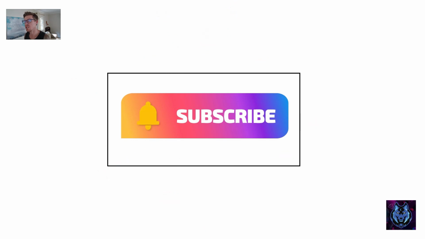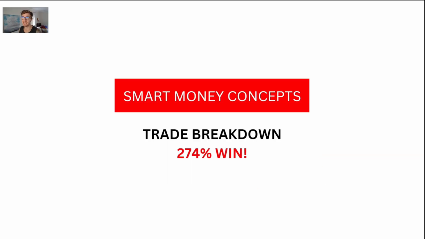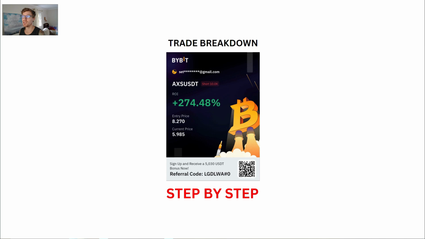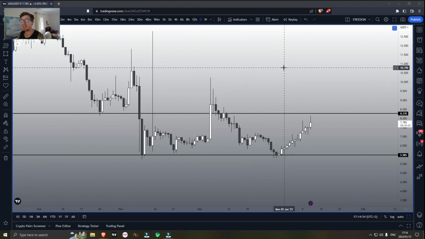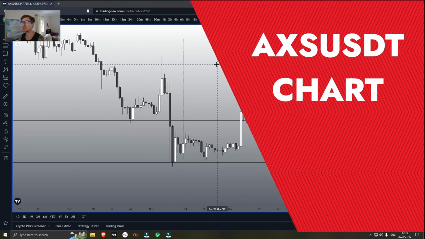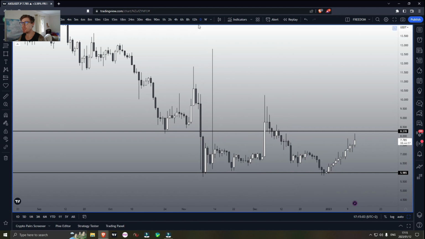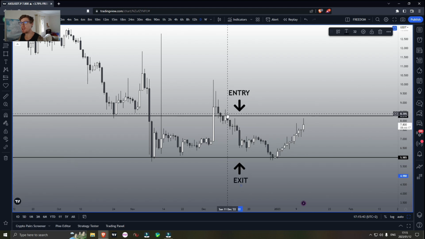Now it's time to have a look at a trade breakdown. I'm going to be taking you through a smart money concepts trade breakdown, 274%. Here we are on the AXS USDT chart, and I always like to start on the higher time frame. I'm on the daily time frame over here, and I've marked out 2 points. I entered this trade over here and I exited over here.